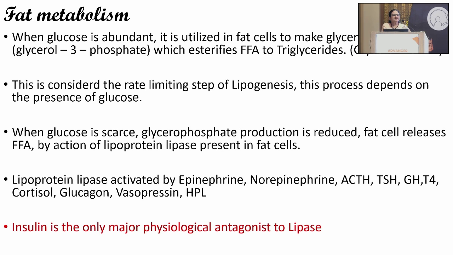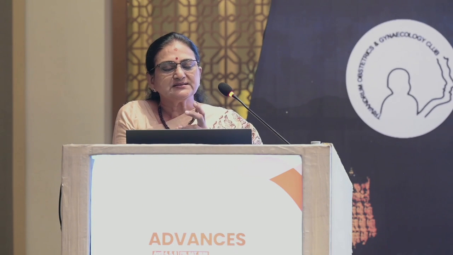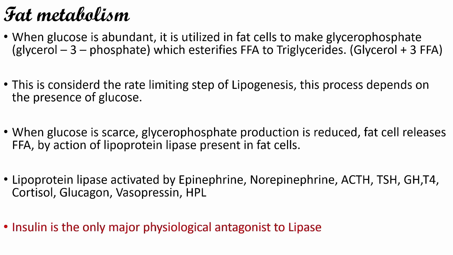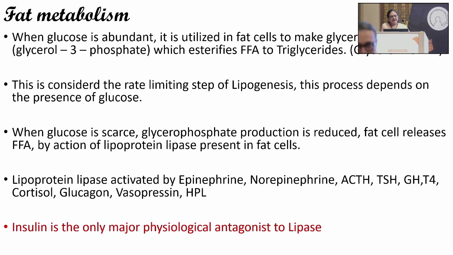When glucose is abundant, it is utilized in the fat cells to make glycerophosphate. And glycerophosphate is esterified with 3 molecules of free fatty acids to form triglyceride, which is a storage form of fat. So glucose is a supplier of glycerophosphate. This is considered the rate limiting step of lipogenesis. And when glucose is scarce, glycerophosphate production is reduced.